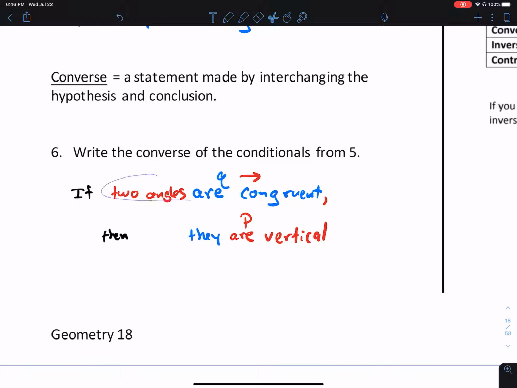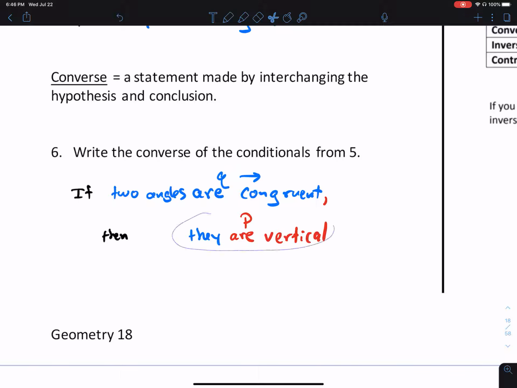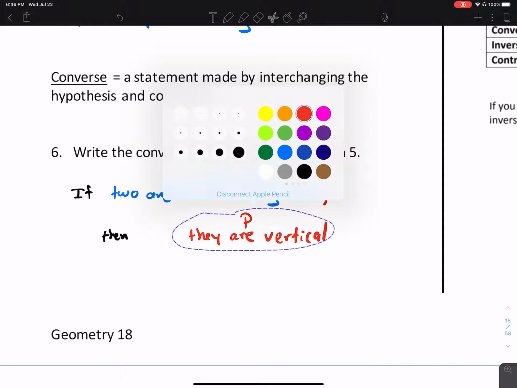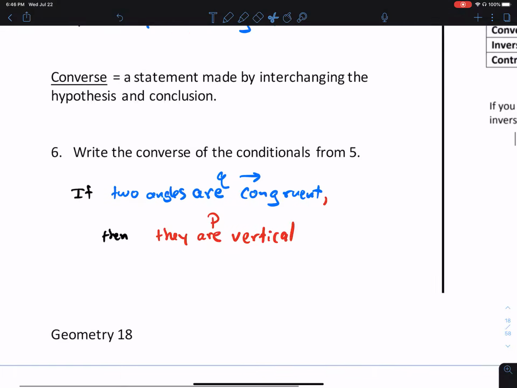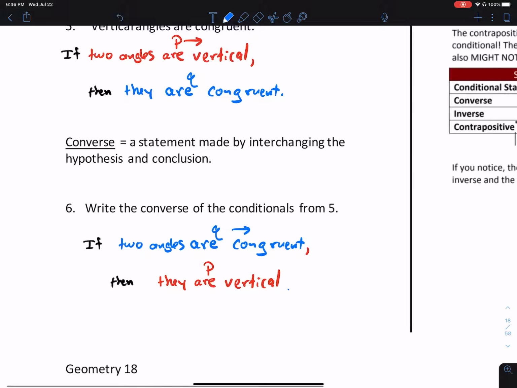Conceptually, I interchanged my P and my Q. Grammatically, I didn't interchange every single word of it. Once again, the original statement, if 2 angles are vertical, then they are congruent. I'm saying if 2 angles are congruent, then they are vertical. A converse statement, if the original one is P implies Q, is Q implies P. Notice once again, no one said anything about this being a true or false statement. I mean, we can get things being true or false, but you can write the statement and it be false.